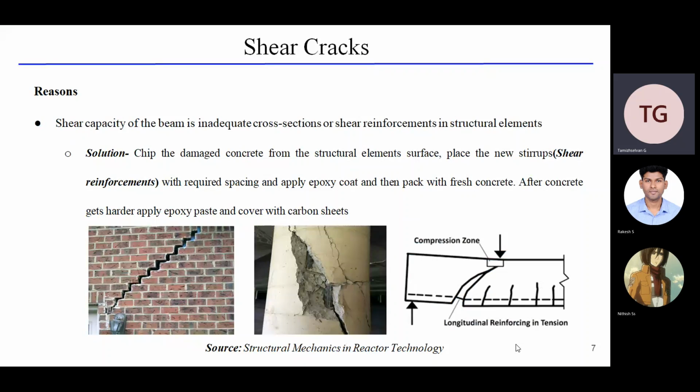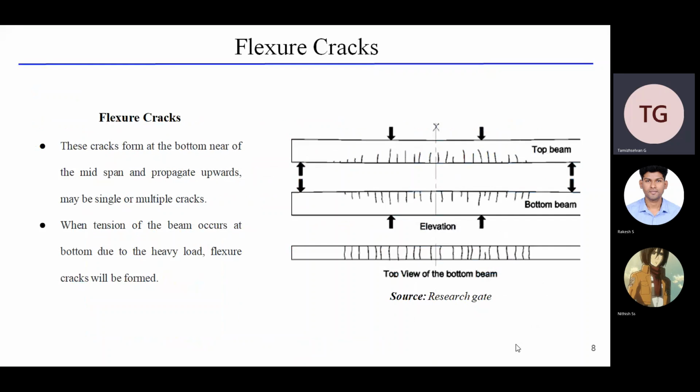And the third one is the flexure crack. These cracks form at the bottom of the section, and multiple cracks can appear when tension cracks of beams occur due to heavy load, and flexure cracks are formed.